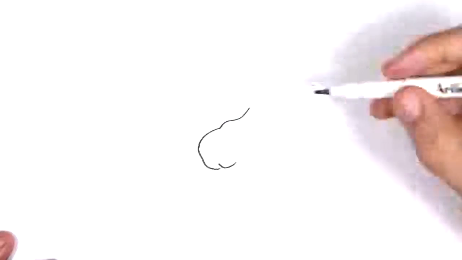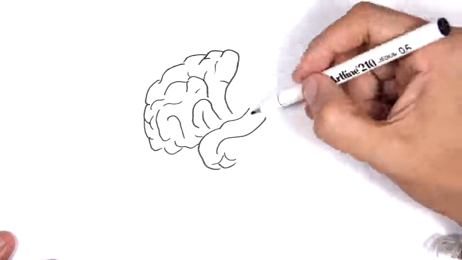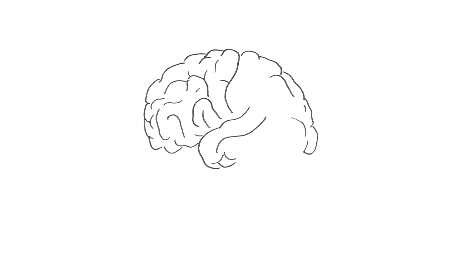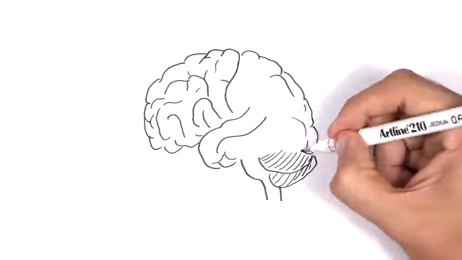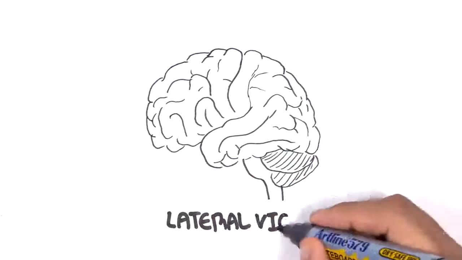In this video, we're going to look at the anatomy of the brain. We're going to firstly look at the basic anatomy, really simple, and then we'll look at the arterial supply, blood supply to the brain. So here we're looking at the lateral view of the brain.